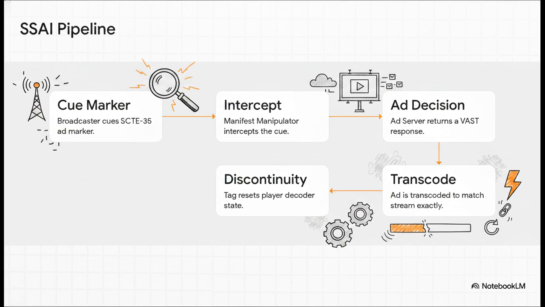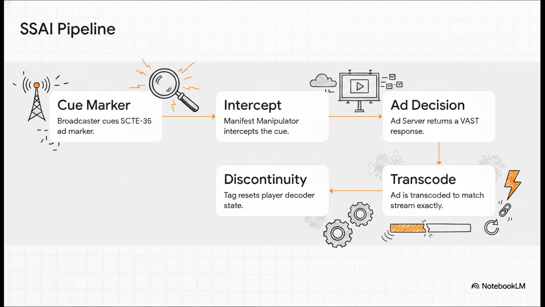It kicks off with a broadcaster queuing up an industry-standard SCTE35 ad marker. Right away, a manifest manipulator intercepts this, reaches out to the ad server, and gets back what's called a VAST response. But step 4 is the really crucial part. That ad has to be transcoded on the fly to perfectly match the live stream's exact bitrate ladder and those all-important keyframes we talked about earlier. Finally, a discontinuity tag is added to tell your player, hey, reset your decoder for a second.